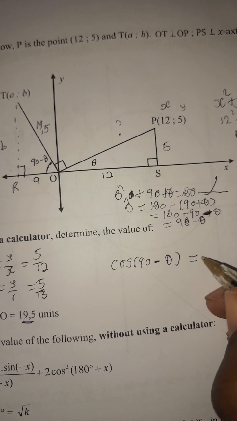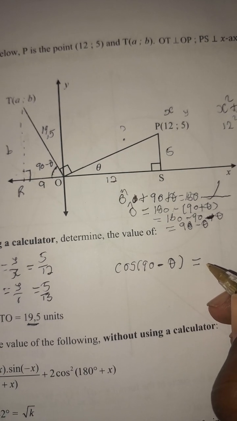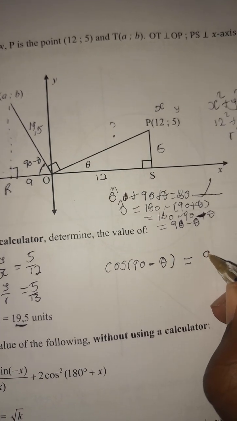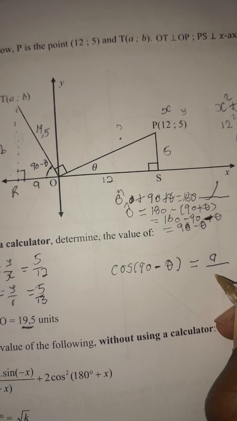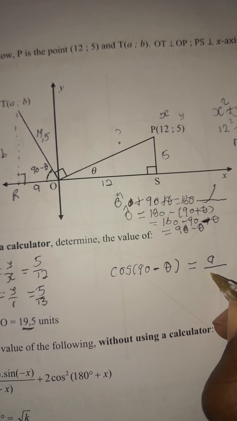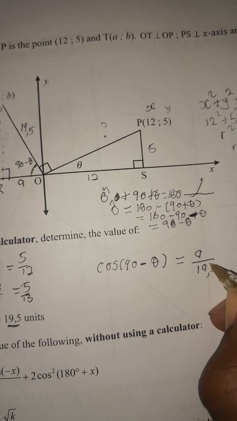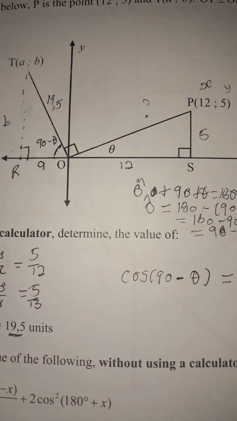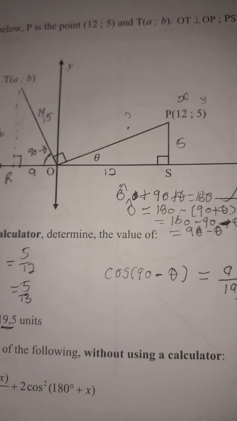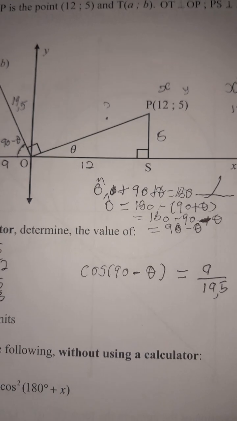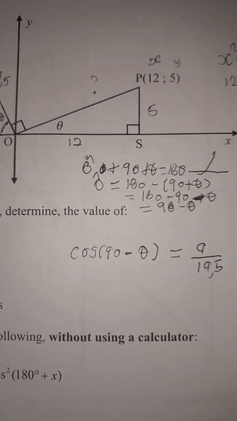Our adjacent, we were given as what? We don't know, that's A, but we know our hypotenuse, which is OT. So we are going to put 19,5. This is interesting, but there's something here, guys.